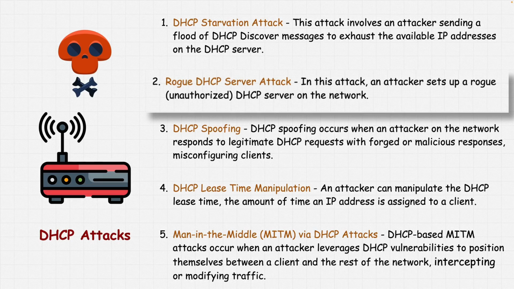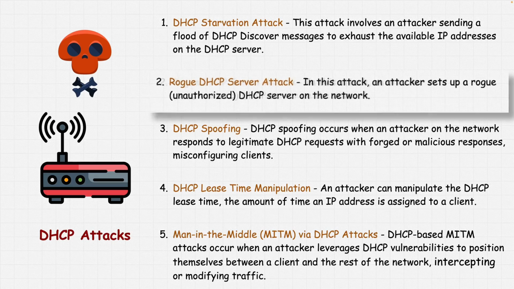This malicious server responds to DHCP Discover messages faster than the legitimate DHCP server, tricking clients into receiving incorrect network configurations. The rogue server can provide clients with incorrect IP addresses, gateway information, DNS server addresses, or other configuration settings. The attacker may, for instance, provide the client with an IP address that routes all traffic through a malicious gateway, enabling a man-in-the-middle attack. This could lead to data theft, surveillance, or the injection of malicious code into user sessions.